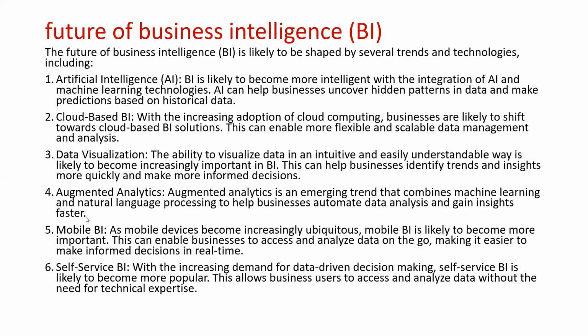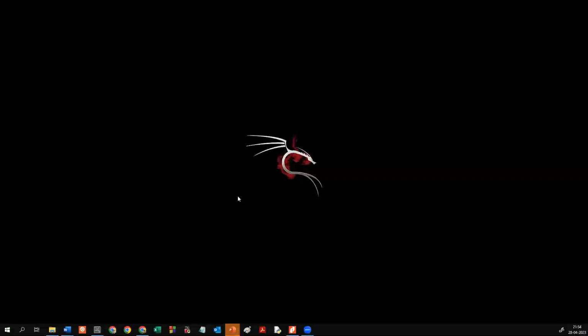Then we do have mobile BI, business intelligence on our mobile phones. You can compute with your phones. And self-service BI: with the increasing demand for data-driven decision making, self-service BI is likely to become more popular. What is this? This allows business users to access and analyze data without the need for a technical expert. So all the features are there. You can drag and drop, you can choose the options, and you yourselves can dig out some of the patterns from it. So this is self-service BI, and this is an overview of data science and BI from where I started.